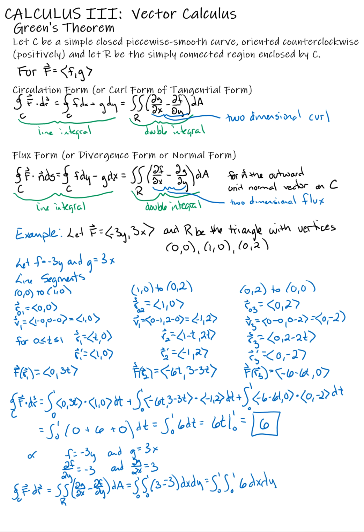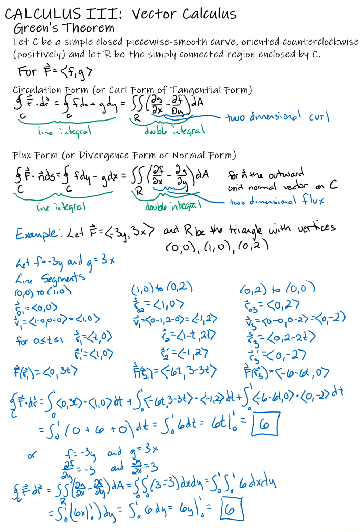Oh, well, this is going to be an easy integral to work with. That gives us, again, the integral from 0 to 1 of 6x evaluated from 0 to 1, and that's going to be integrated with respect to y. That gives us 6 minus 0, which is just 6 dy, which gives us 6y evaluated from 0 to 1, which is 6 minus 0 as well. And look at that, it also gives us 6. Ha, how fantastic is that?